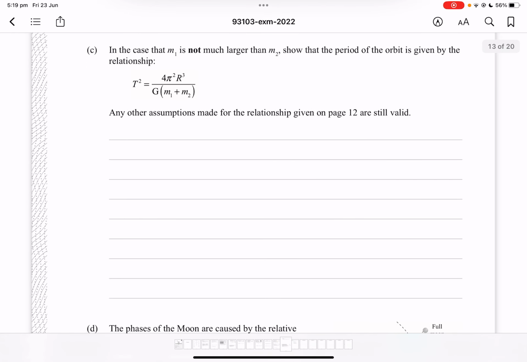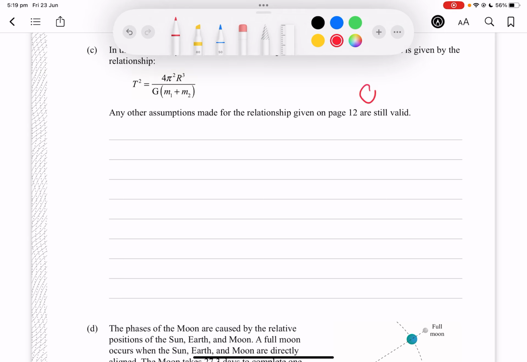Question C. In the case that M1 is not much larger than M2, show that the period of orbit given by the relationship stated there, and other assumptions made for the relationship on page 12, are still valid. Okay. So for this question, we'll have M1, we'll have M2. The center of mass will be somewhere, a non-negligible distance away from M1. So therefore, M2 is going to be orbiting around the center of mass, and M1 will also be orbiting around the center of mass.